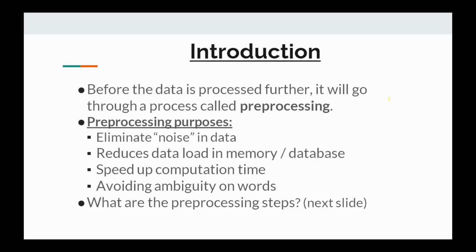Okay, next we will start talking about pre-processing. Pre-processing is an initial process for preparing data before further processing. The purpose of pre-processing is to eliminate noise in data, for example, words that have no effect in the searching process, namely stop words. The second is to reduce data load in memory or database. Because the noise is gone, it will automatically reduce the load in memory. In addition, of course, it will speed up computation time. The last one is avoiding ambiguity on words.